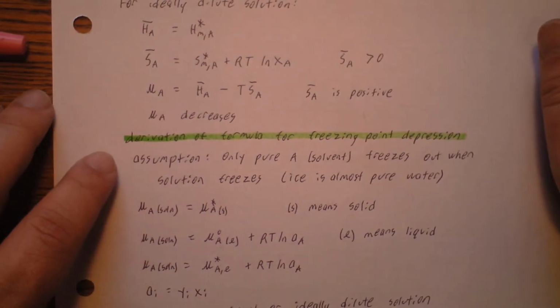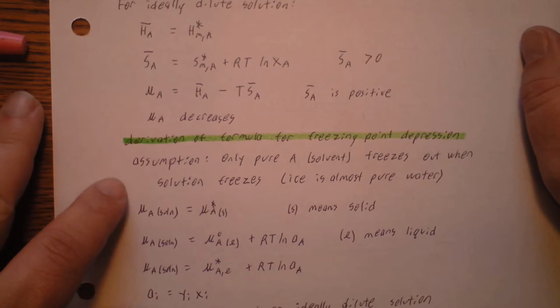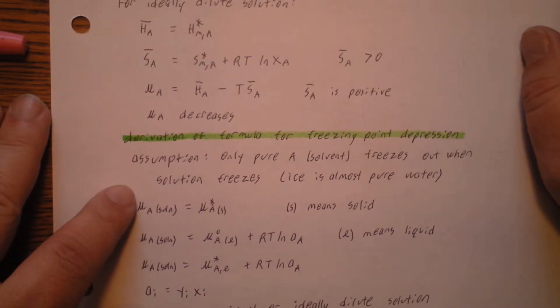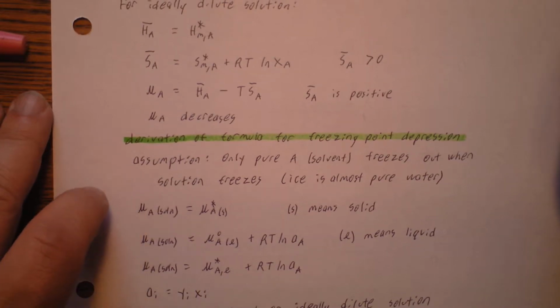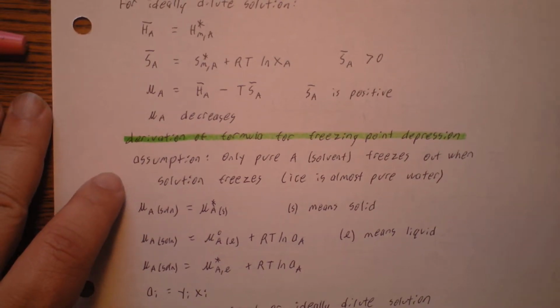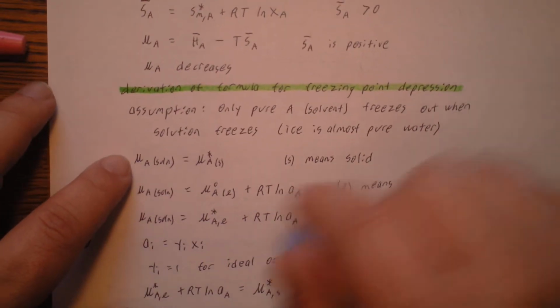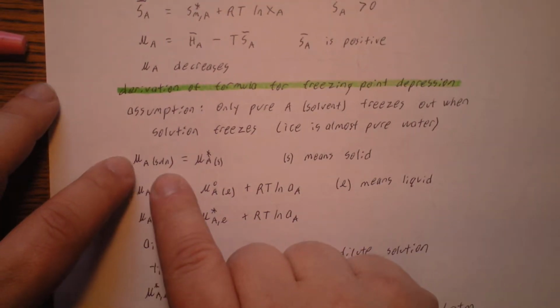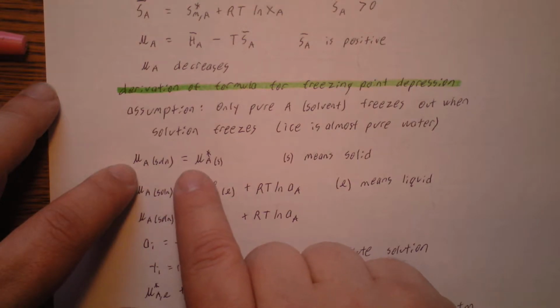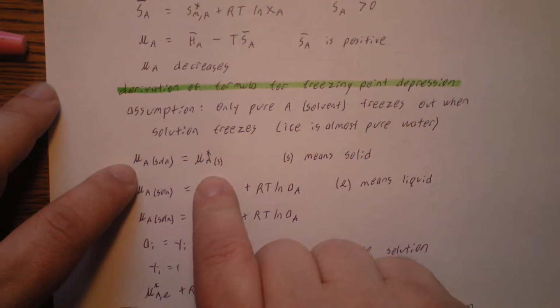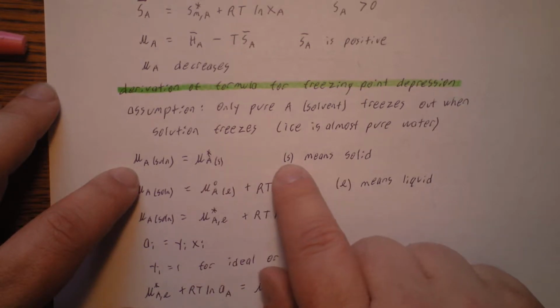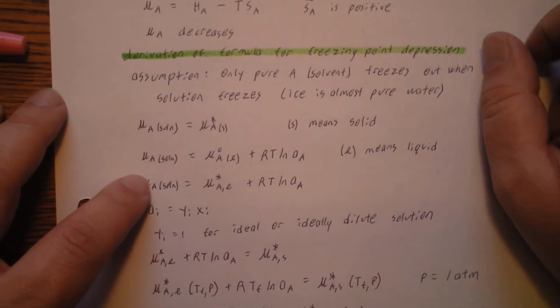Now we're going to start by assuming that only pure A, the solvent, freezes out when the solution freezes. For example, in the ocean, salt water, when the water freezes, the icebergs are pure water. They're not salt water. So we have mu sub A, the chemical potential of A in the solution, is equal to the chemical potential A of the pure substance in the solid form, because they're in equilibrium. And this S means solid here.